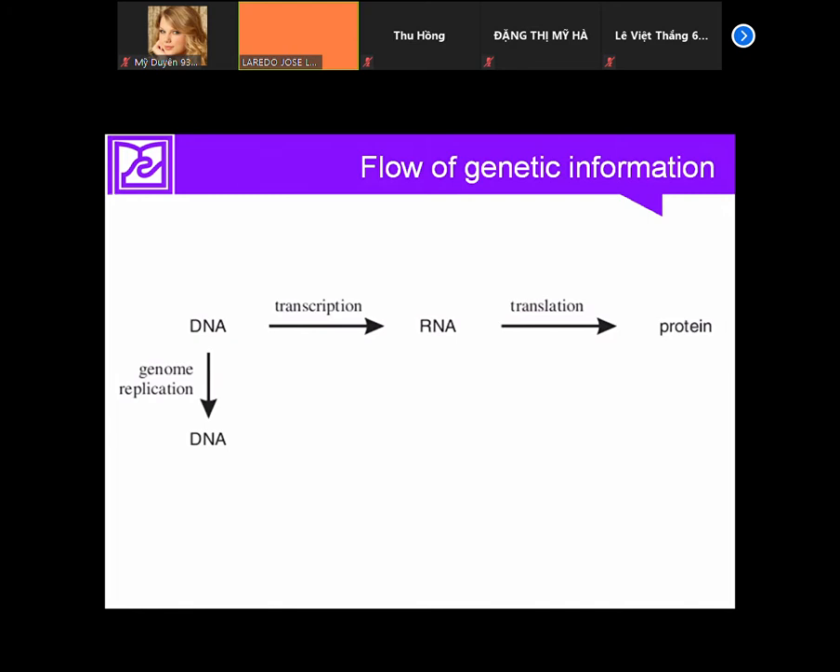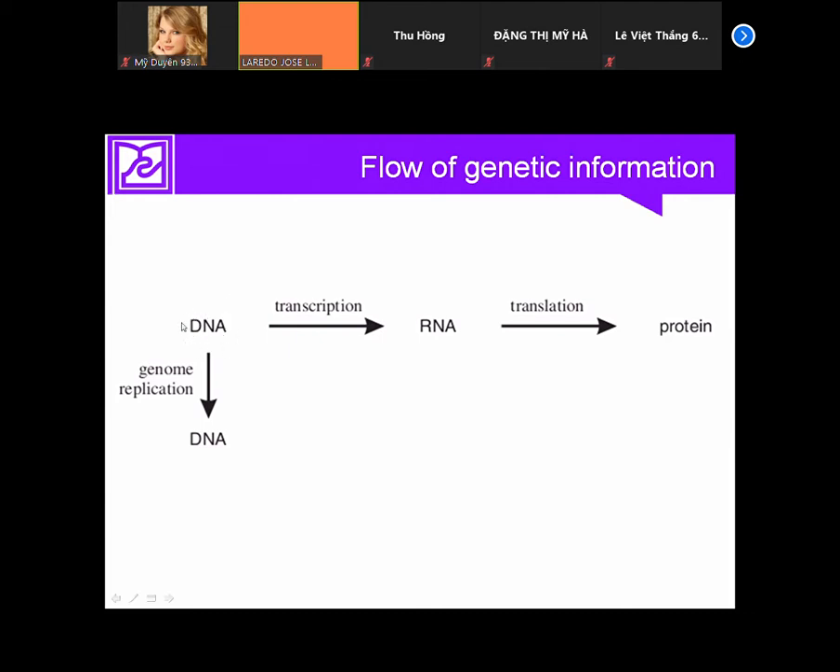Okay, so look, before we continue, this is what a virus is. The virus is a piece of genetic information. And the only purpose of the virus is replicating. And what is the purpose of genetic information? To make proteins, okay? This is what you already know about the flow of genetic information.